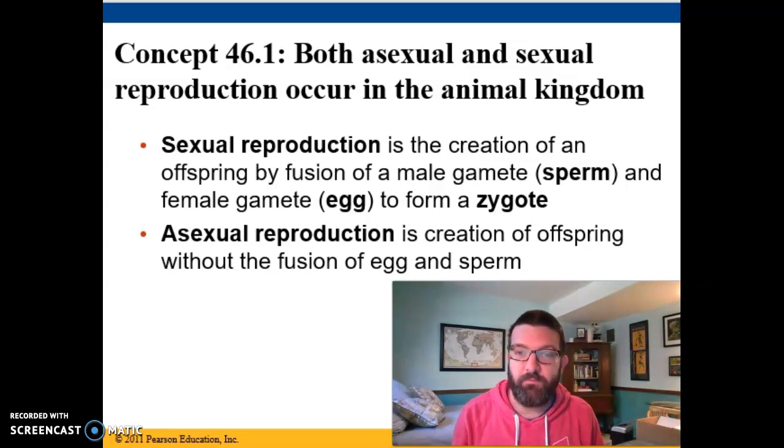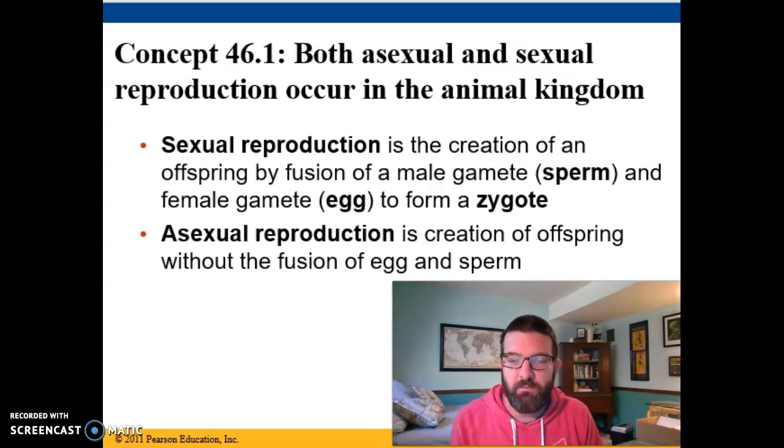Within the animal kingdom, there are organisms that reproduce sexually and organisms that reproduce asexually. Asexually just means you're making genetically identical copies of yourself, and sexually means that you have to get with another organism and you have to mix your DNA somehow. That generally involves two gametes, a sperm and an egg, coming together to form a diploid zygote.